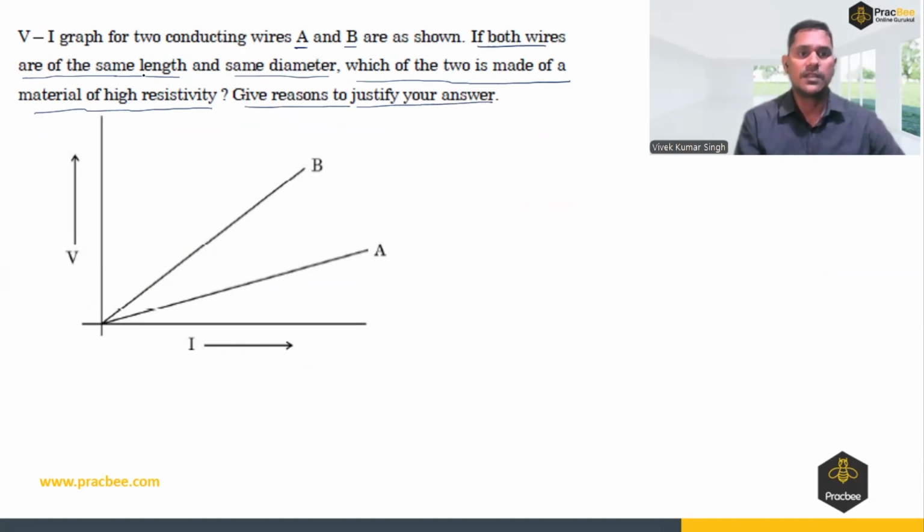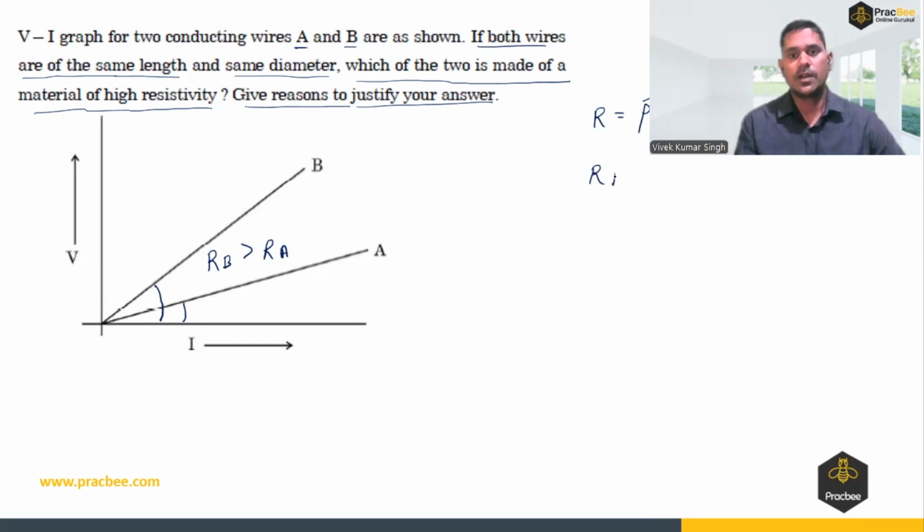So the length and the diameter are the same. Fine. So we know that R is equal to rho L upon A. Here we can see that the slope of this graph will give you the resistance. The slope of B is more than the slope of A. It means the resistance of B would be more than the resistance of A. Since length and area of cross section are equal, resistance depends upon resistivity.